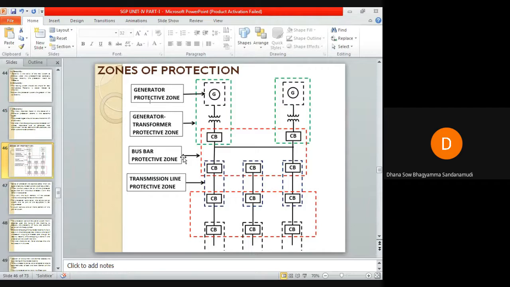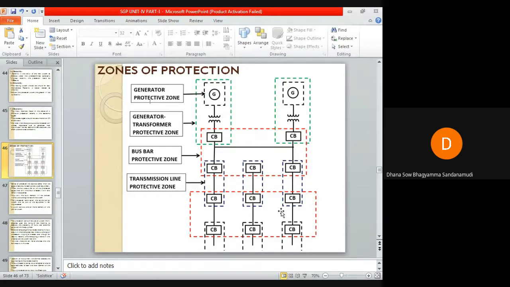Okay, so you can see here in this image, these dotted boxes are the zones. This black dotted line represents the generator protective zone. This green dotted line represents the generator transformer protective zone. This red dotted line represents the busbar protective zone, and this blue one represents the transmission line protective zone. So these dotted lines in this image show the protective zones.